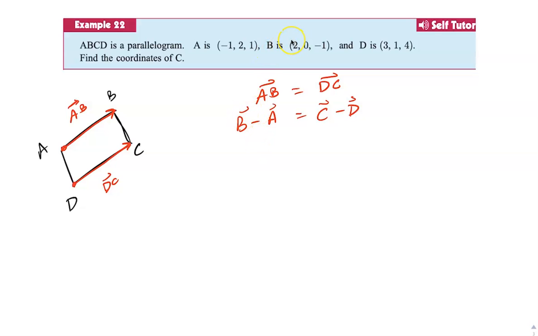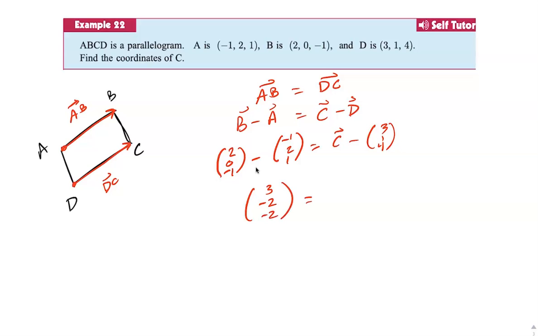Vector B would just be the point B put in component form, so 2, 0, -1. Vector A is going to be -1, 2, 1. We keep C, and D is 3, 1, 4. So here we just subtract them. 2 minus -1 is 3, 0 minus 2 is -2, 1 minus -1 is 2, so that's the vector AB. And on this side, I still have vector C minus the vector 3, 1, 4.